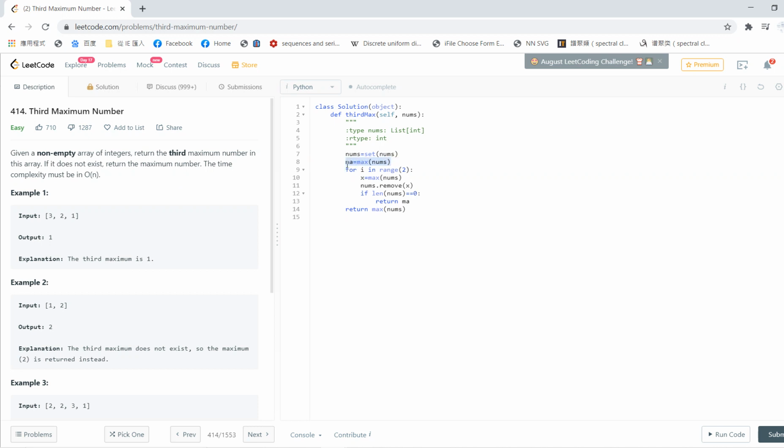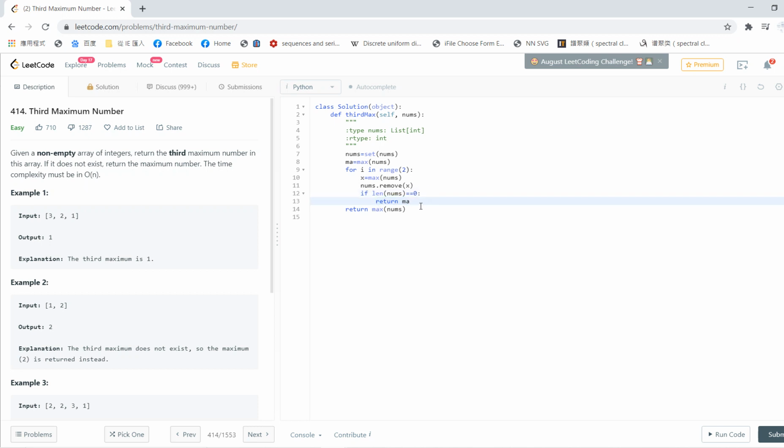So I take this MA. I do this twice. The first time I take the maximum, and I remove it. Remember that all the numbers in the numbers array are distinct now, so I only remove the same number x. Suppose there is only one element in the numbers, then after I remove it, the set must be empty. In this case the third maximum does not exist, so I should return MA.